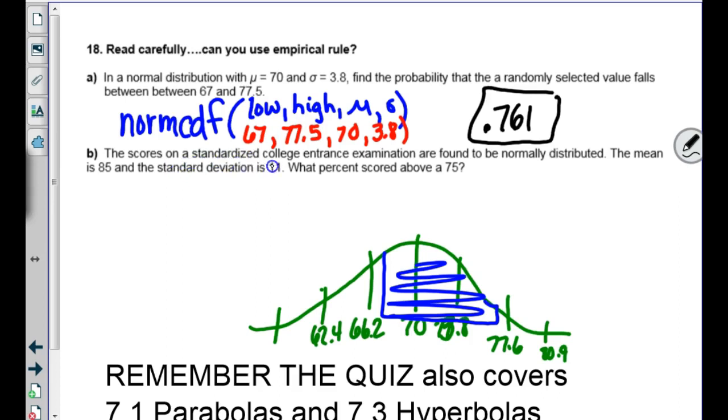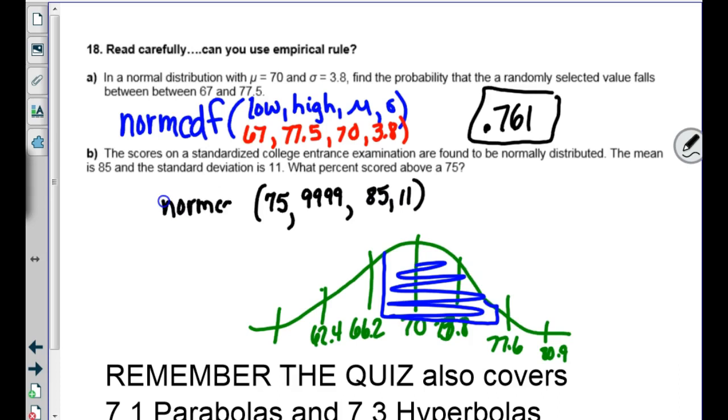This one says the scores of a standardized college entrance exam were found to be normally distributed with a mean of 85 and a standard deviation of 11. What percent scored above 75? So our low is 75, but how are we going to find the high if we want all the way up to forever? You could just put a really high number. It needs to be at least 4 standard deviations above the mean. I would just put like 9999. And then the mean was 85 and the standard deviation was 11.